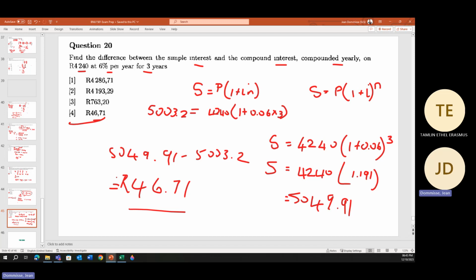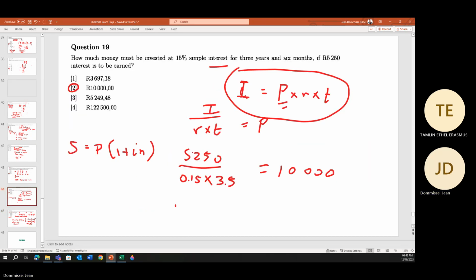And then between your financial maths, they can ask you to work out simple interest. So here it was basically we needed to work out the future value of a simple interest, the future value of a compound interest, and see what the difference is. But they can also ask you a question specifically related to just how much the interest was.